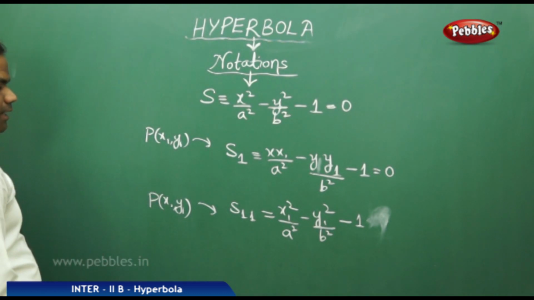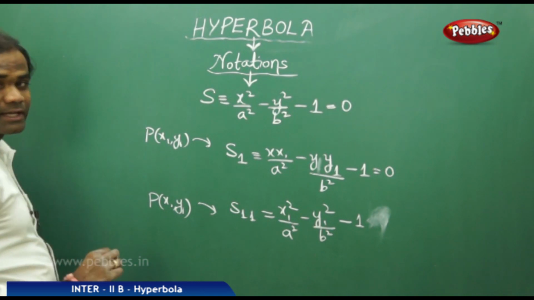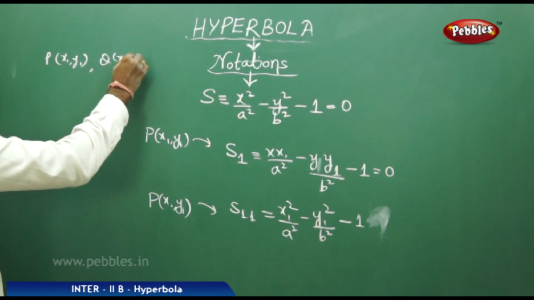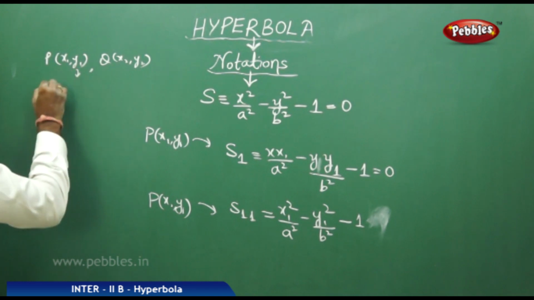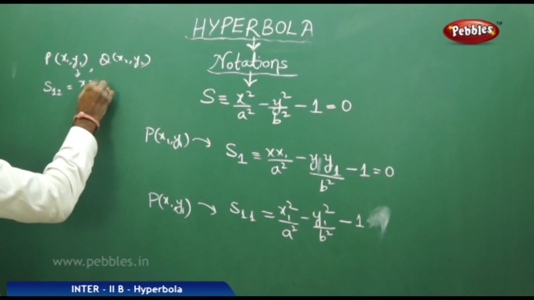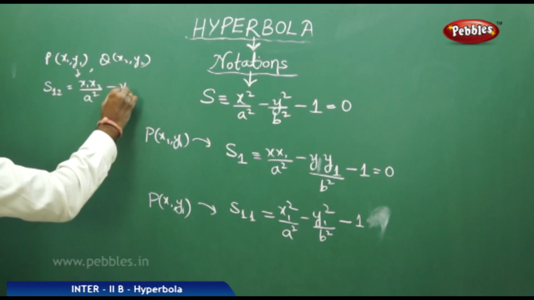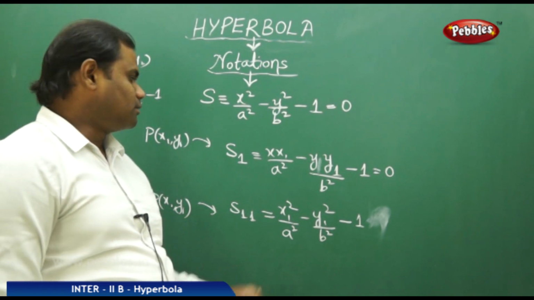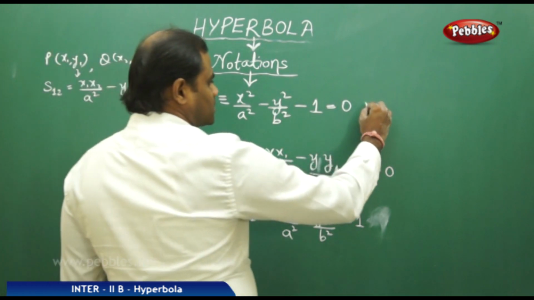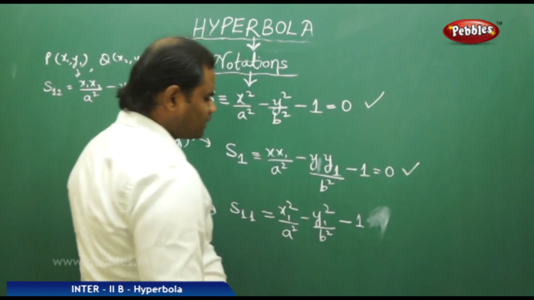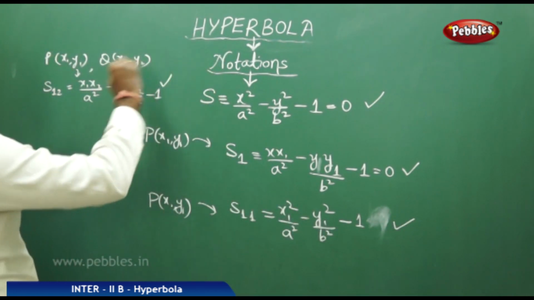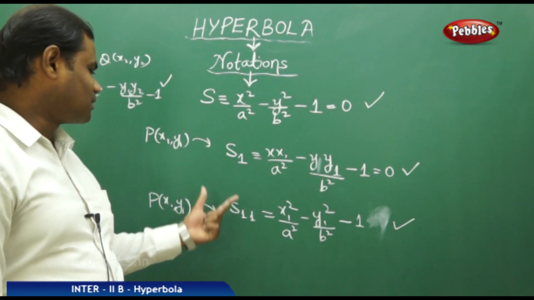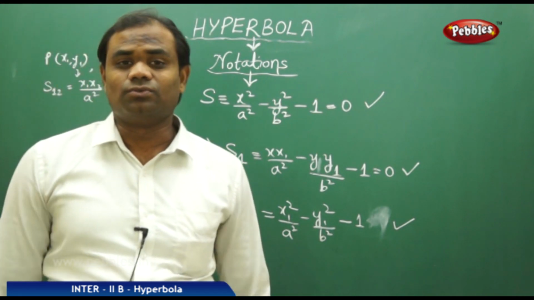And if I want to find S12 corresponding to two points (x1, y1) and (x2, y2), then S12 is given by x1 x2 by a squared minus y1 y2 by b squared minus 1. This is how we define the different notations: the hyperbola, a linear straight line, and constant values. Notations for hyperbola are denoted with S, S1, S11, S12, S22, etc.